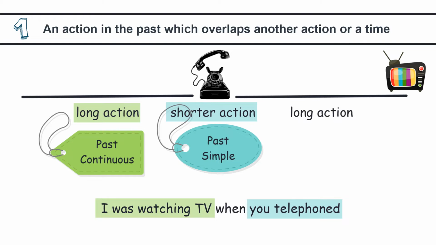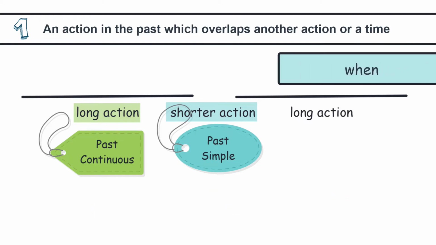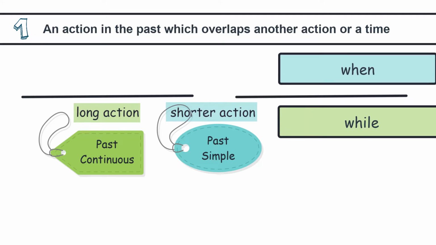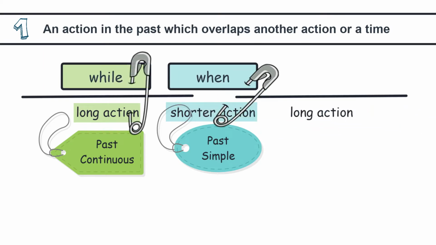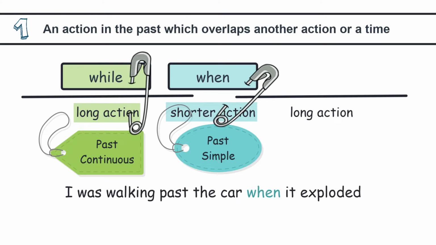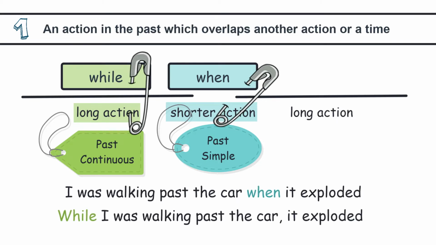We can join the two ideas with when or while. We use when with the short action, past simple, and while, long action, past continuous. I was walking past the car when it exploded, or while I was walking past the car, it exploded.